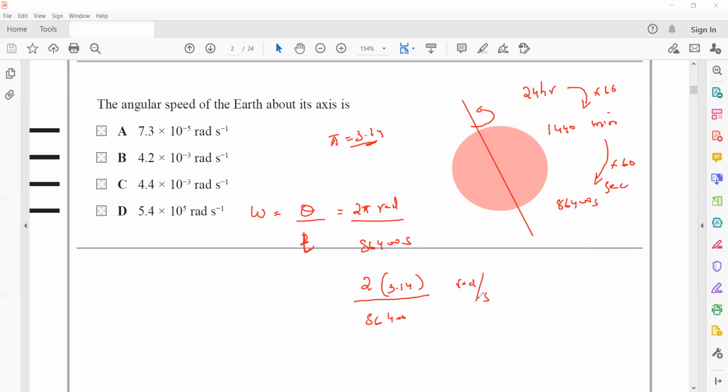So 2 multiplied by 3.14, and that is divided by 86,400, which is equal to 7.26 into 10 to the power minus 5, which is approximately equal to 7.3 into 10 to the power minus 5. So A will be the right answer.